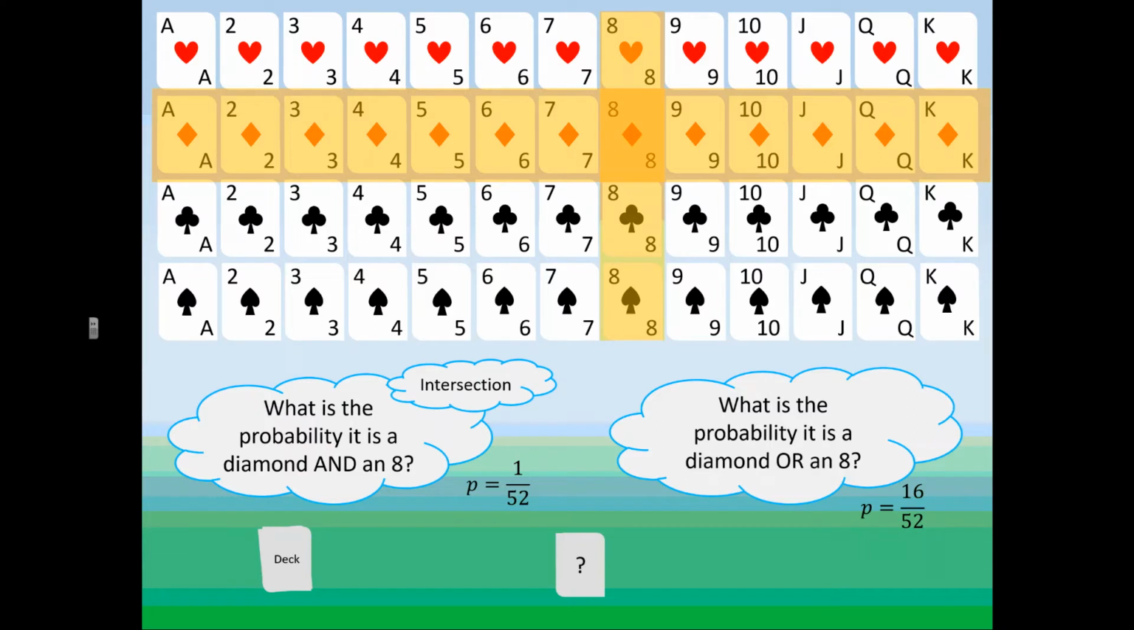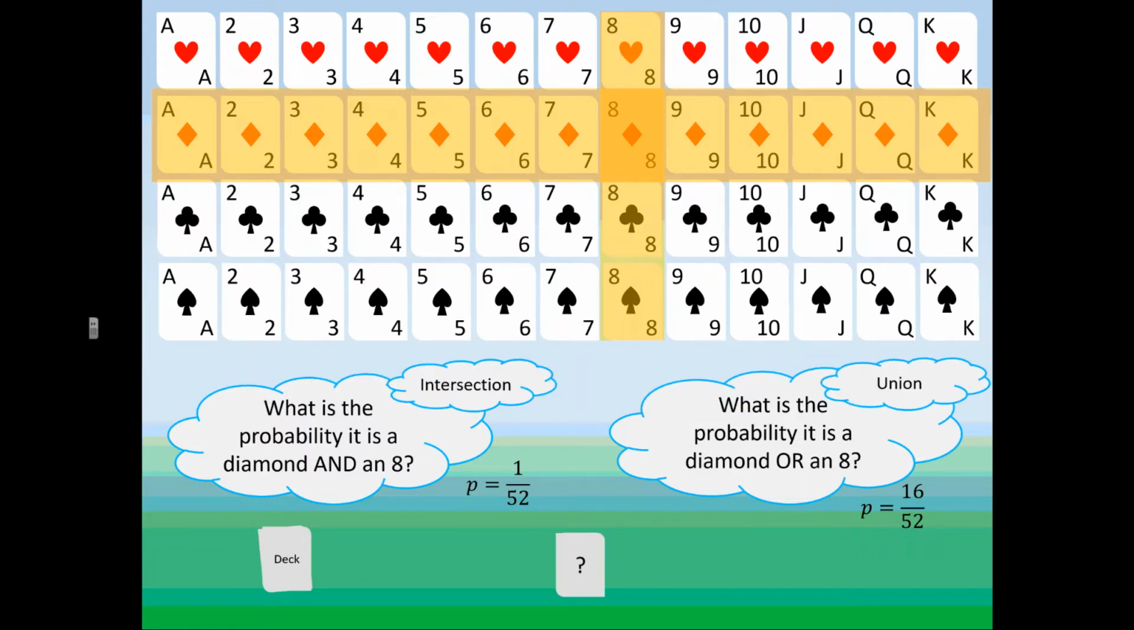The reason why we call and intersection is because if you look at what's highlighted in my sample space, the diamond and an 8, the 8 of diamonds, that's located at the intersection of street 8 and street diamond. If we look at those as two streets, they intersect at that one specific place. So sometimes it's called and, sometimes it's called intersection.